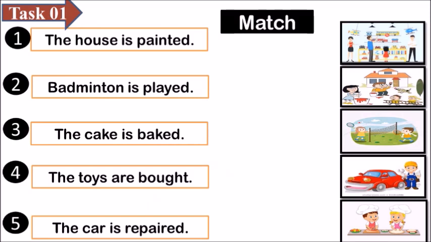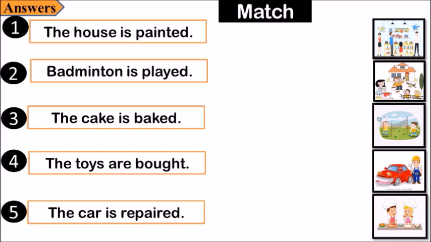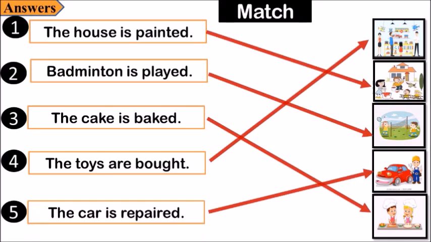Let's do an activity. Match the given sentences with the pictures. Number 1. The house is painted. Number 2. Badminton is played. Number 3. The cake is baked. Number 4. The toys are bought. Number 5. The car is repaired. Have you done it? Check your answers.